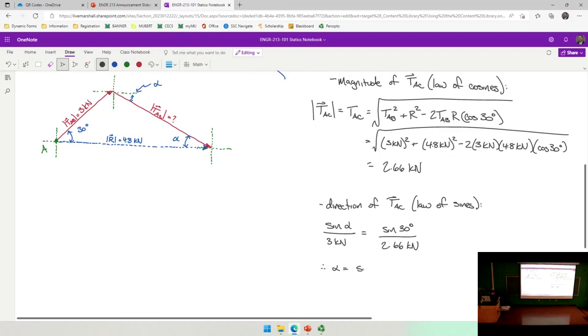Alpha equals sine inverse of that. And what do we have for an angular measurement on that? We'll say to the nearest tenth of a degree. We don't need to get too specific here in class.